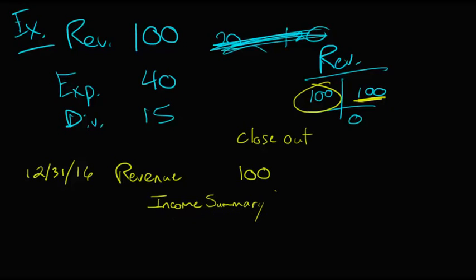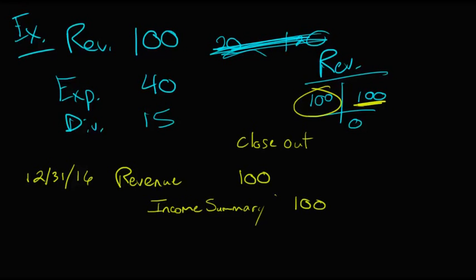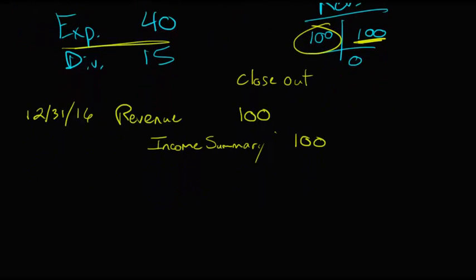So you just debit revenue, and then income summary is just the opposite. Just to make it balanced, you credit income summary for 100. Now we know that the expense was 40, right? Now an expense, we think about revenue as a credit balance. Well, an expense has a debit balance. So if we looked at the T account for expenses, it would have a 40 debit balance. So what do we do? Well, we credit it, right?